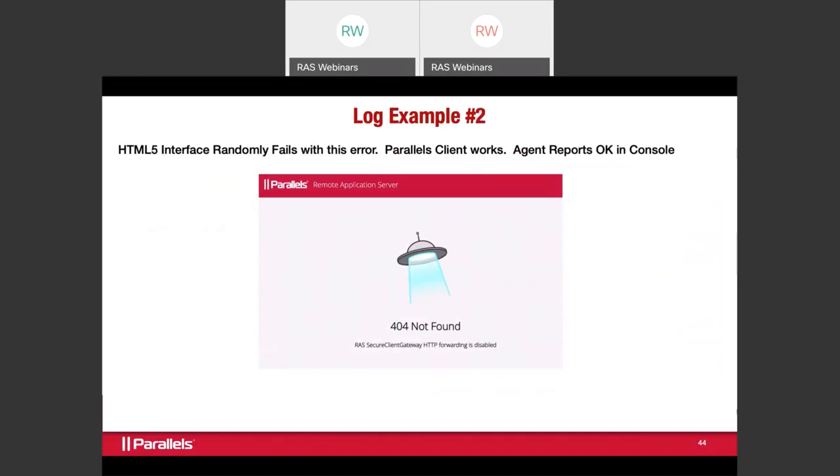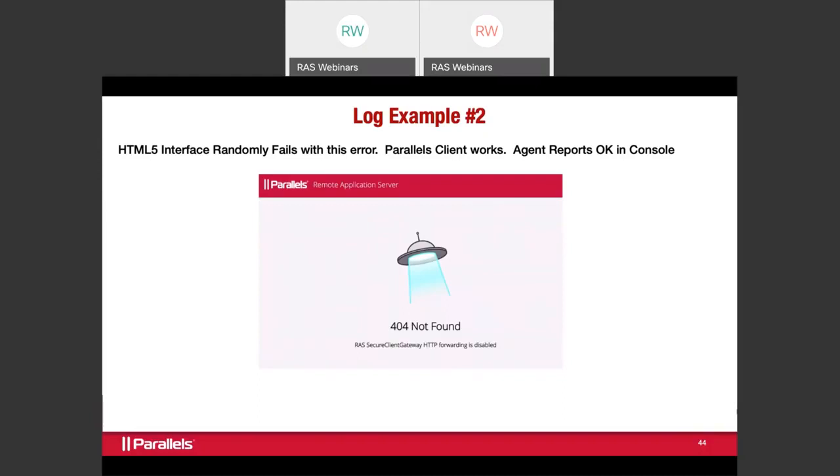This one actually happened to me personally. The Parallels client was working fine if I just use it directly, but when I was using the HTML5 interface, it would randomly fail, and I'd get this error. And this actually is the same error that we saw when we did the SAML test, right? You made a typo in the HTML5 forwarding, and that would cause this problem, but I hadn't done that, right? It was still at the defaults. It's an internal lab. I wasn't going through anything too funky, but I was getting this where sometimes it would work and sometimes it wouldn't. And the agents all reported okay in the console.